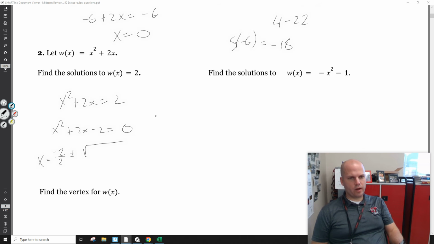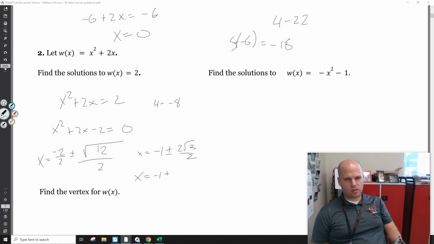Square root of b squared minus 4 times 1 times negative 2. 4 times 1 times negative 2 is negative 8. That becomes 12 all over 2a. So this is negative 1 plus or minus root 12, which is 2 root 3 over 2. So this is negative 1 plus or minus root 3.